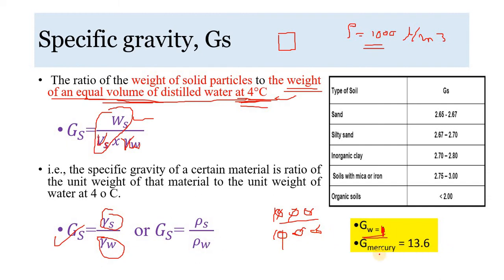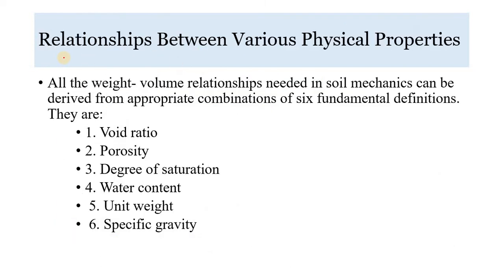And in the case of mercury, it will be 13600 kg per meter cube. So 13,600 divided by standard water 1000. So it will get cancelled, 13.6. It is the specific gravity of mercury. So this is the specific gravity.